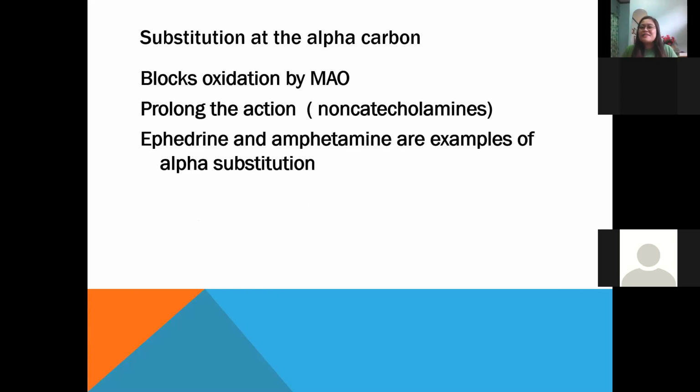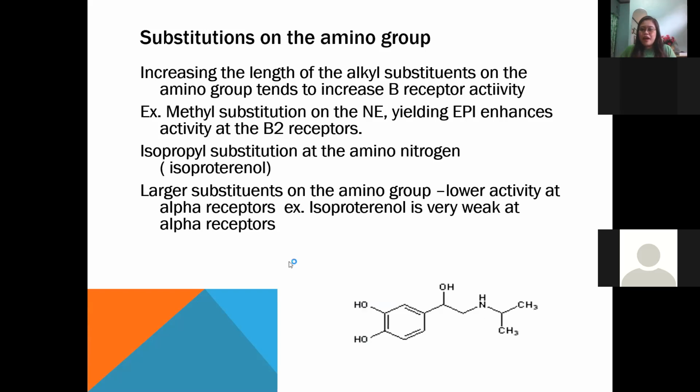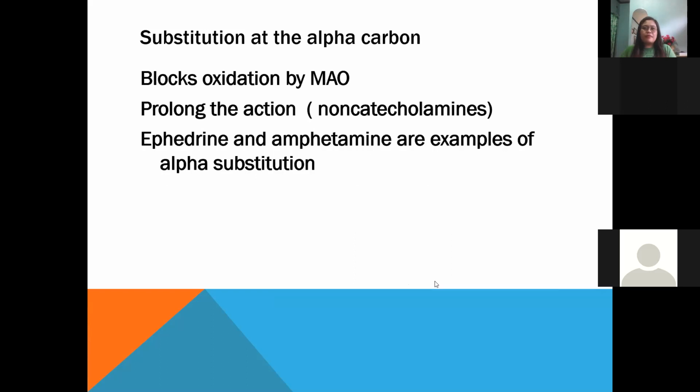Okay, let's move on. Substitutions at the alpha carbon. Yesterday, I also introduced to you what an alpha carbon is. Let's go back and take isoproterenol as an example. If this is the amino group, the terminal amino group, the next carbon is called the alpha carbon, and the next carbon after that is called the beta carbon.